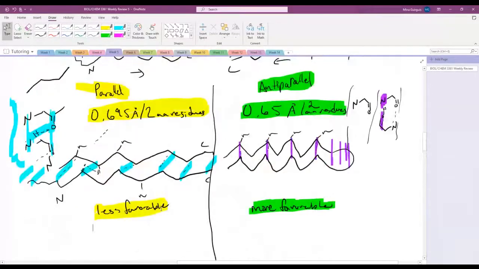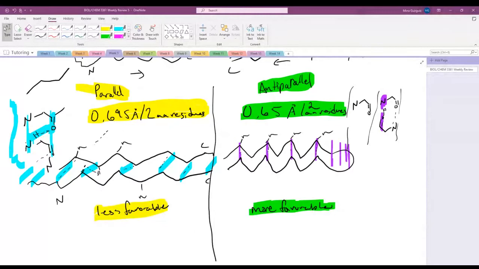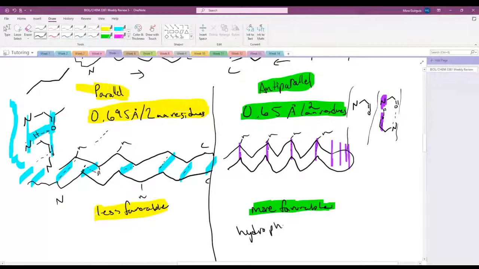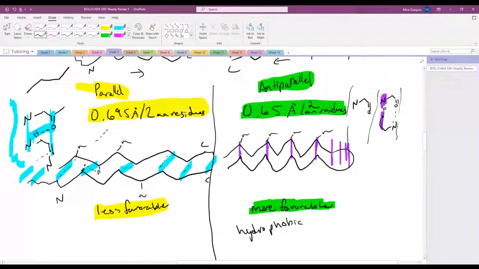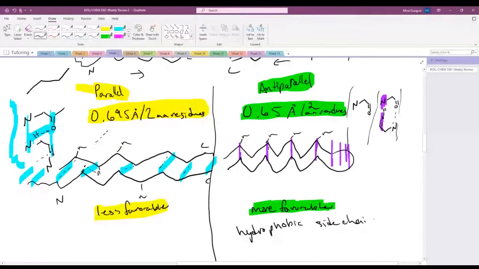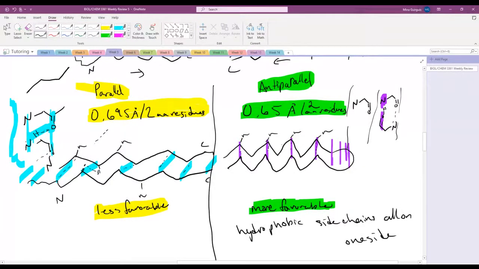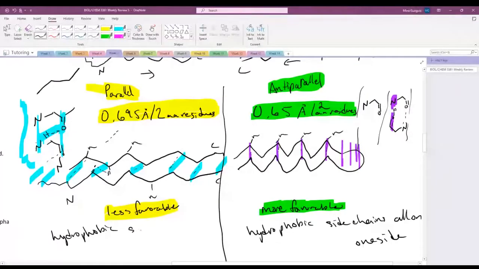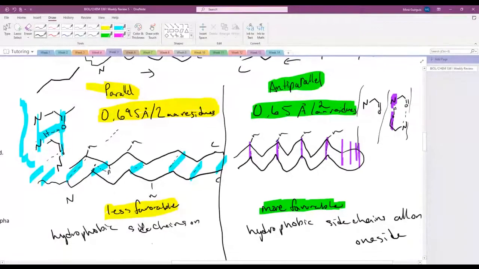So the other differences that I will be including here are, generally speaking, your anti-parallel will have hydrophobic side chains. So I need to switch back to a pen. The hydrophobic side chains all on one side. Okay. And I did kind of draw that, but it's a little bit unclear to tell. Let me just add this real quick. Whereas here, the hydrophobic side chains on both sides.